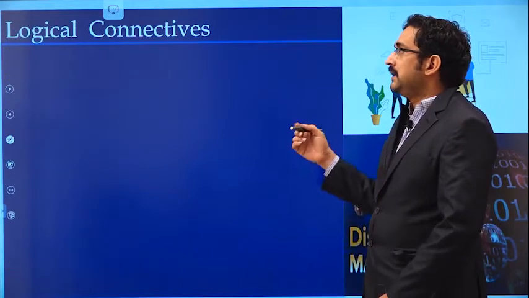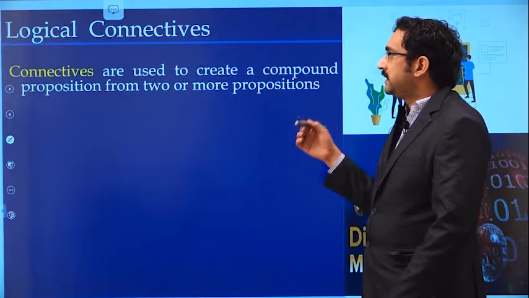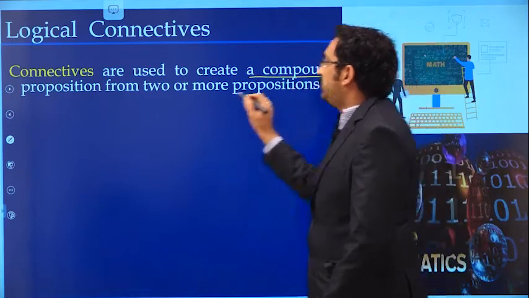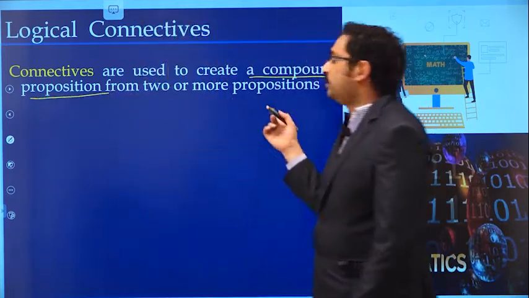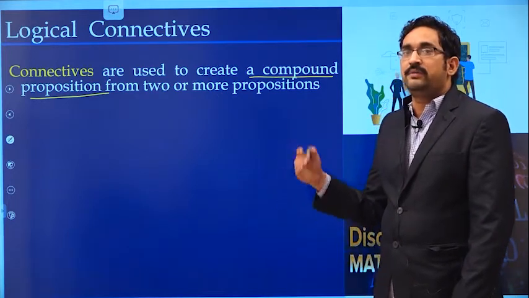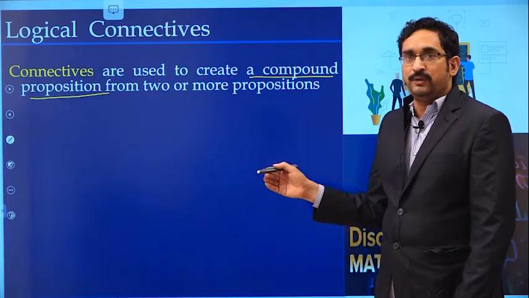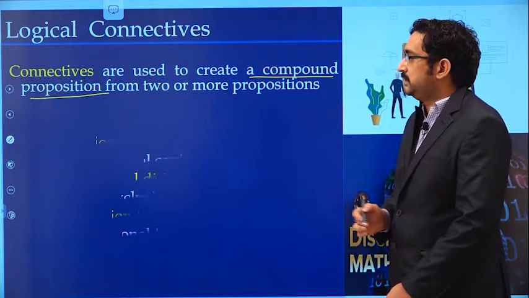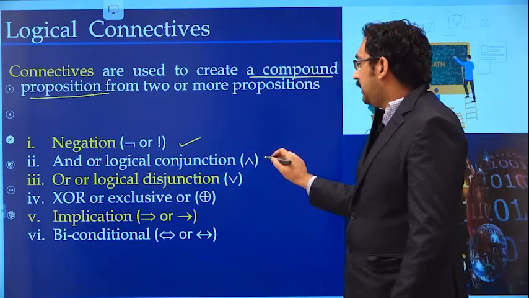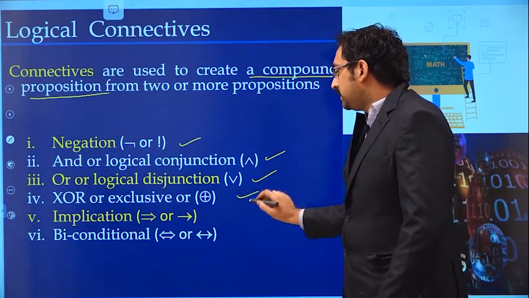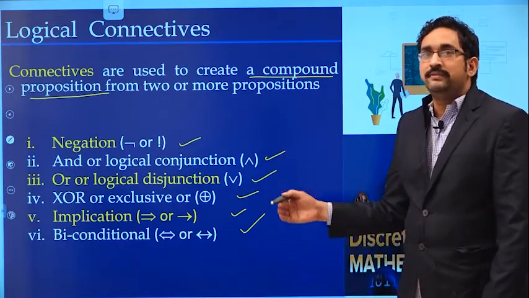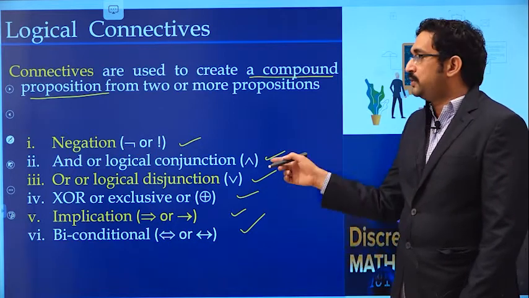Next, we will discuss logical connectives. So, what are logical connectives? Why are they used? Logical connectives are used to create a compound proposition from two or more propositions. That means connectives are used to combine two or more propositions to create a single proposition, which is called a compound proposition. Following are the logical connectives. First one is negation, logical and, or, exclusive or, implication, bi-implication. All these are called logical connectives, which are useful in creating compound statements.